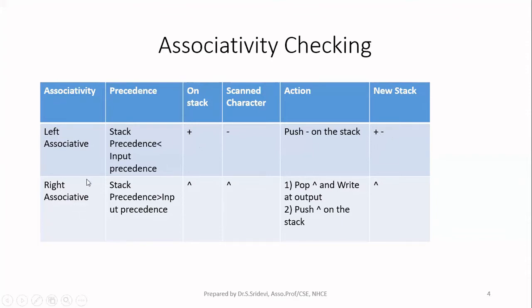Whereas if you have right associative, it is the reverse of this. Your stack precedence is greater than the input precedence. For example, if you have the caret operator, that is for exponentiation, on the stack, and you are scanning one more caret operator, both have the same precedence, but the associativity is right. So the stack has higher precedence.